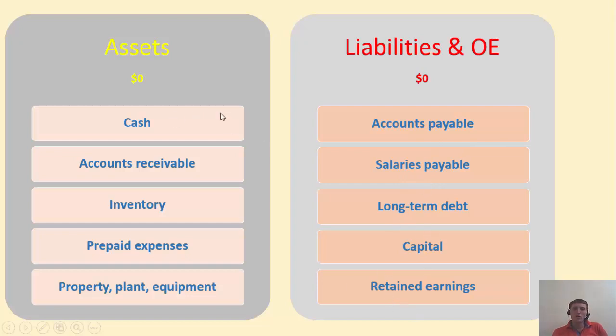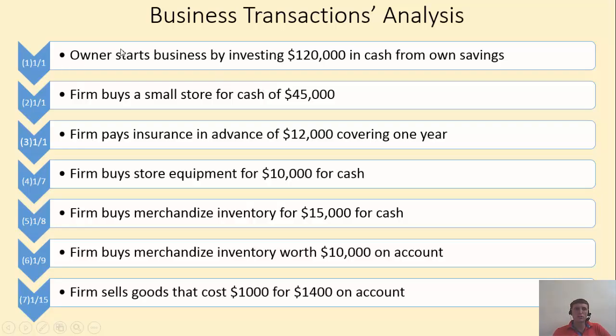So we're going to take an example that we'll run through to show how transactions are recorded. We'll assume that the business starts work at the beginning of the year with 0 assets and 0 liabilities. And we will track the financial position of the firm as it goes through the different transactions. What are these transactions? We're going to assume the following transactions. January 1st, owner starts business by investing $120,000 in cash from his or her own savings.